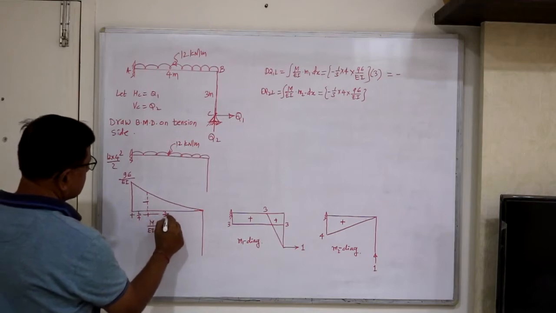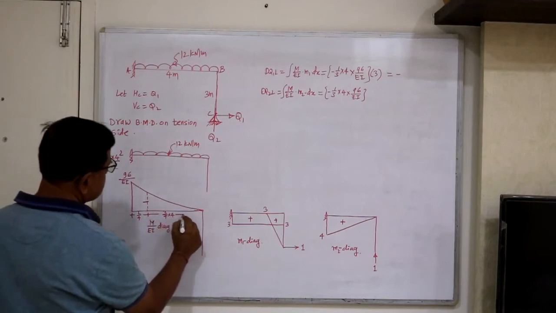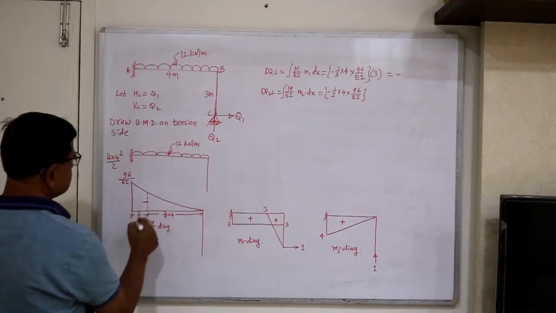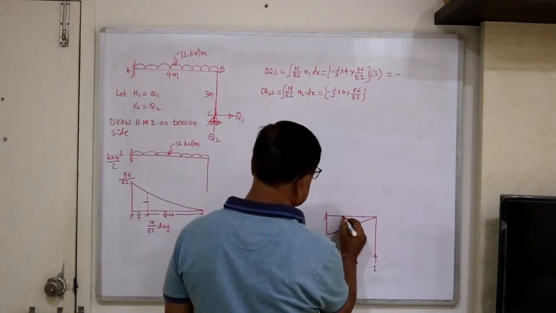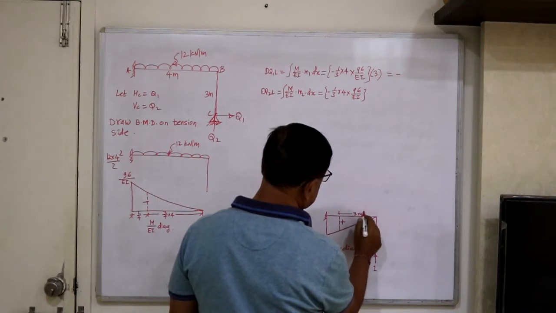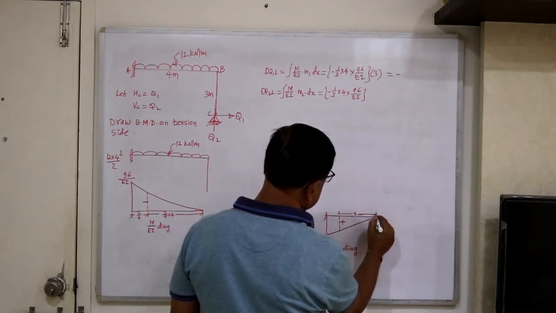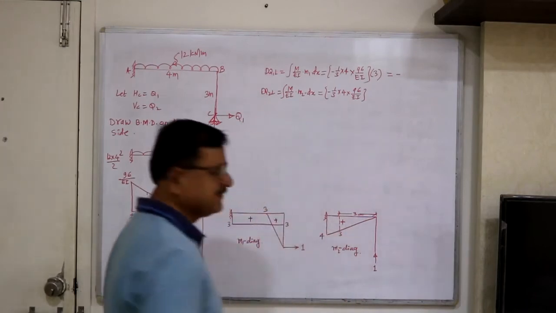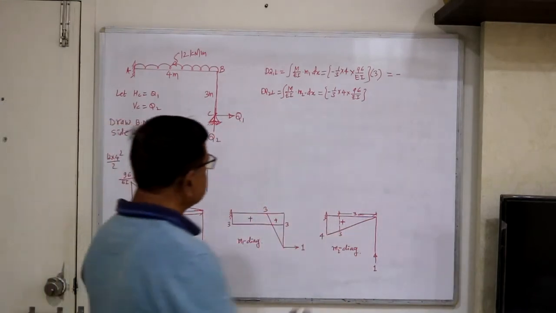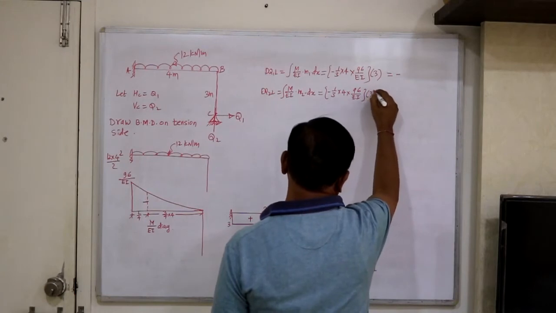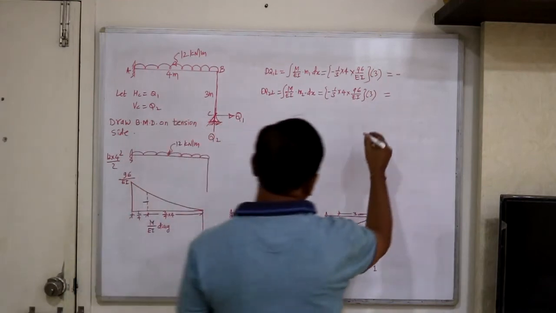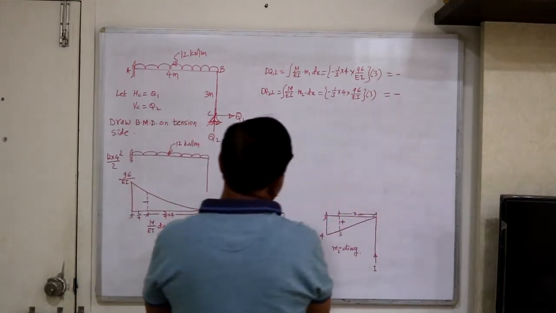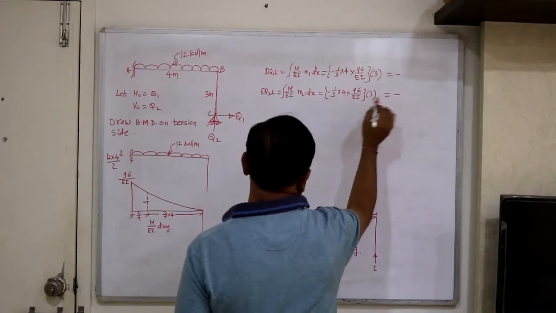and 3/4 of 4 from this end. Base is 4. So that means 3 meter. So at a distance of 3 meter, the ordinate will be 3. So multiplied by again 3 equal to. Okay, this will be again negative. So I think we will do these calculations.